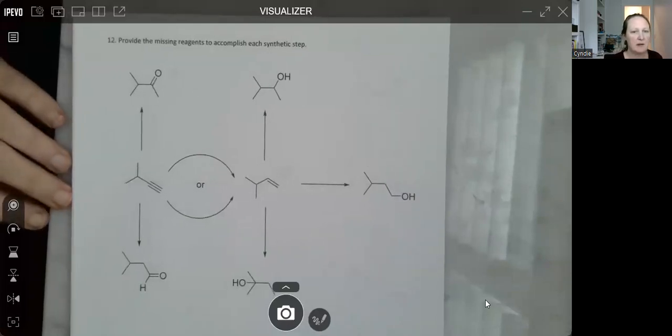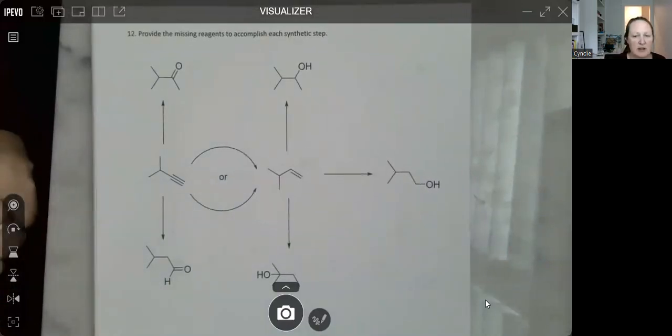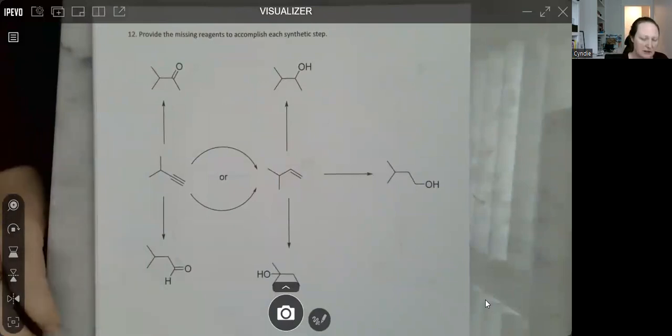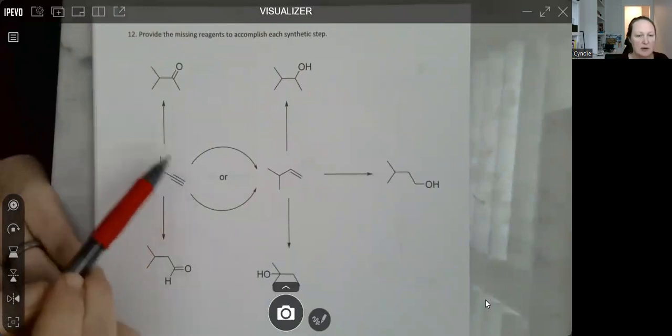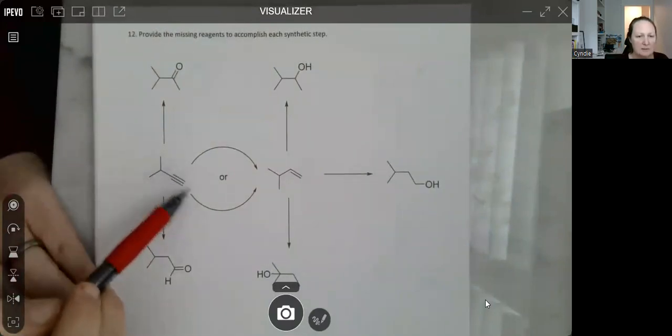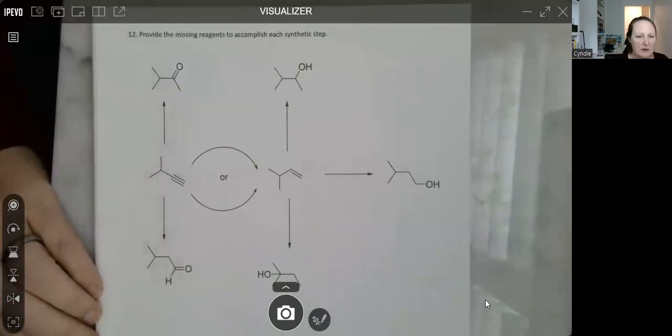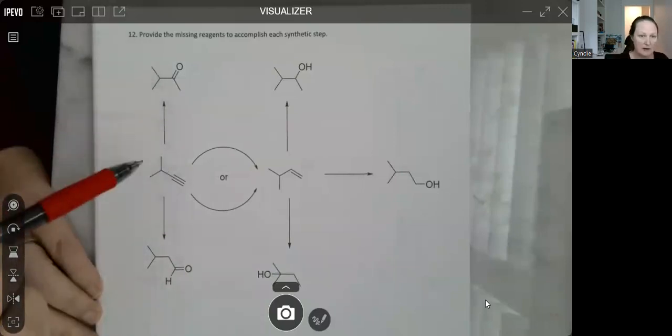Question number 12, provide the missing reagents to accomplish each synthetic step. So we can really start anywhere we want to here. Let's look at going from a terminal alkyne and converting to either a ketone or an aldehyde. These would be hydration reactions, either Markovnikov or anti-Markovnikov, and then a tautomerization of the resulting enol, either to the methyl ketone or to the aldehyde form.